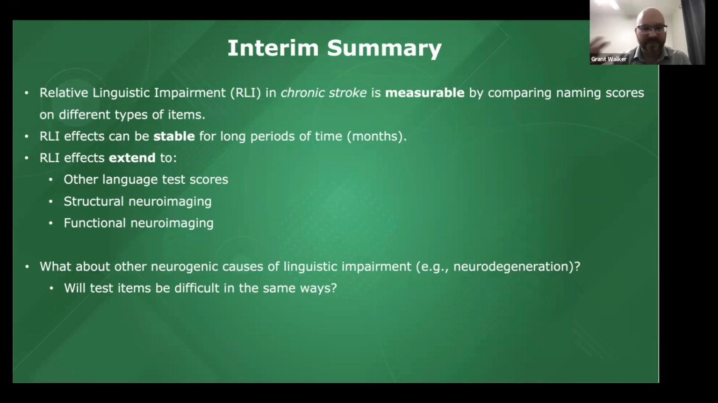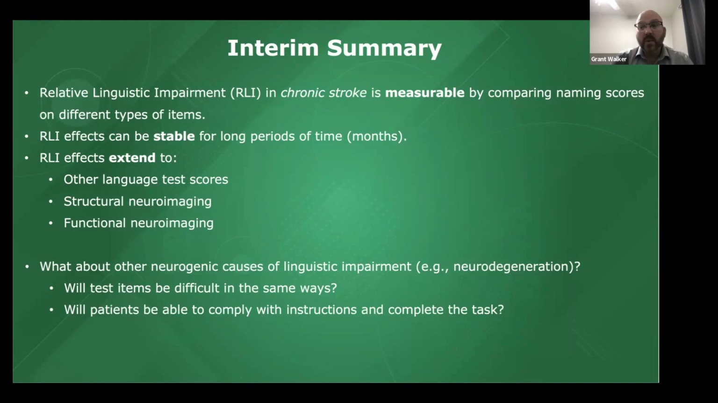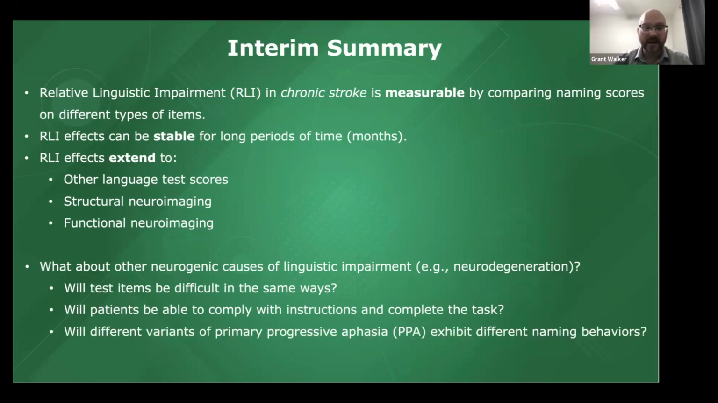It's just sort of these items have difficulty and they range over some range. So maybe it'll be the same. We don't even know if the patients would be able to comply with instructions and complete the task. There's a lot more behavioral and attention issues that come up in neurodegenerative conditions.